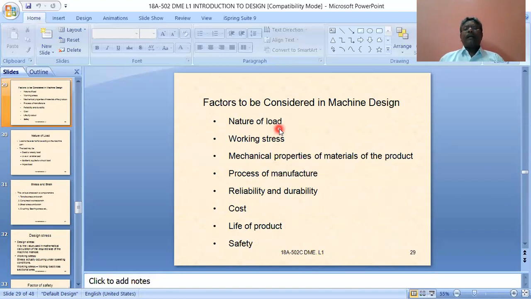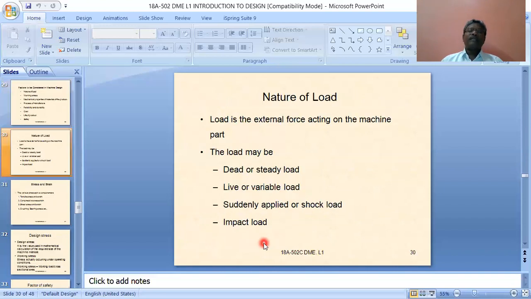Let us see nature of load, and another factor is mechanism, and working stress, and mechanical properties of materials of the product, and process of manufacture, and reliability and durability, cost, and then life and safety. These are some of the factors we are going to take into account for the design of any product. Let us see each one.